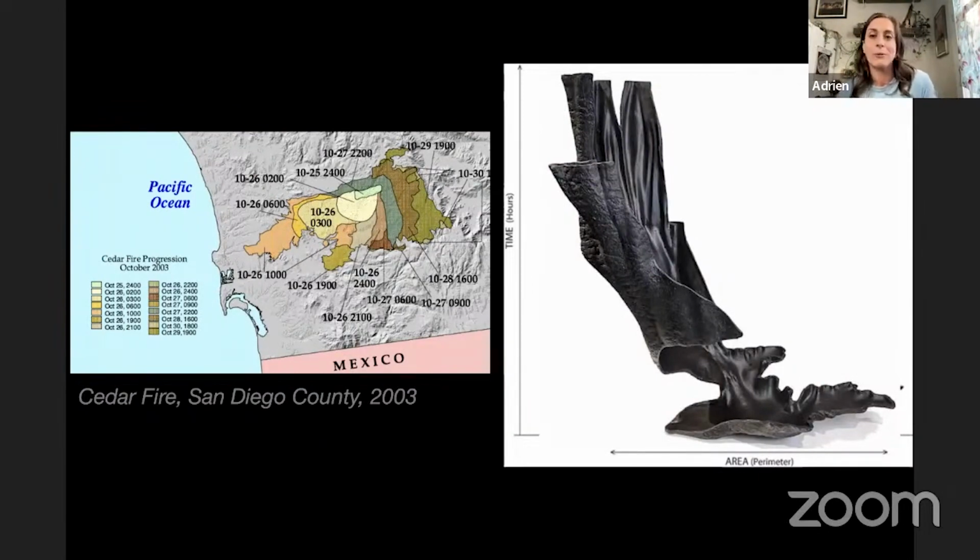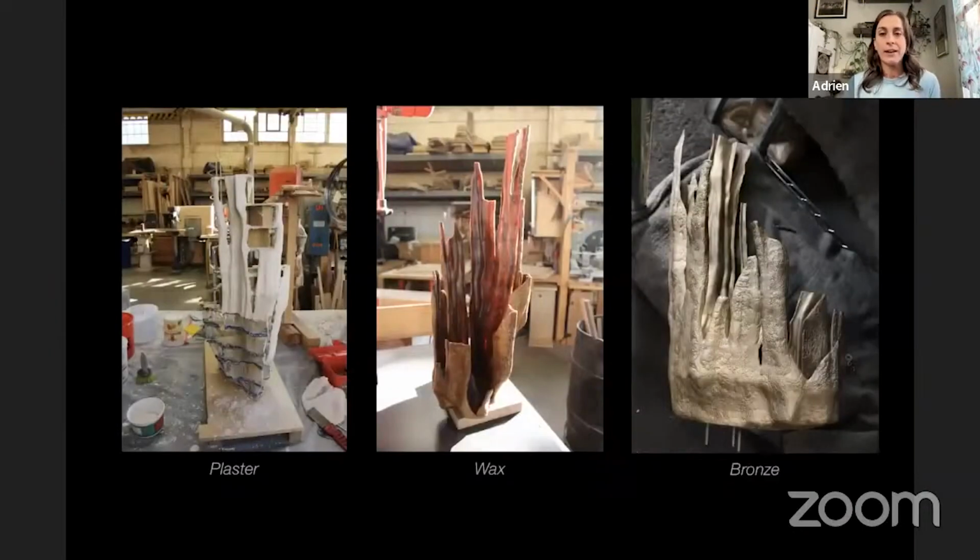when I first started working with wildfire data. At the time, this had been the largest wildfire in California. It has since been surpassed probably 8 times, but the Cedar Fire was in San Diego County. And you can see I've extrapolated the area, and then time becomes the height of the sculpture. So I'm showing where the fire is burning at various points in time.